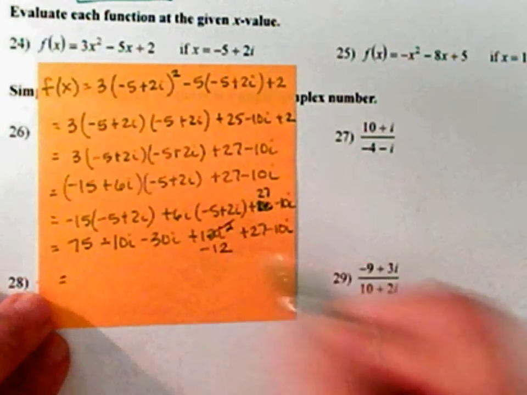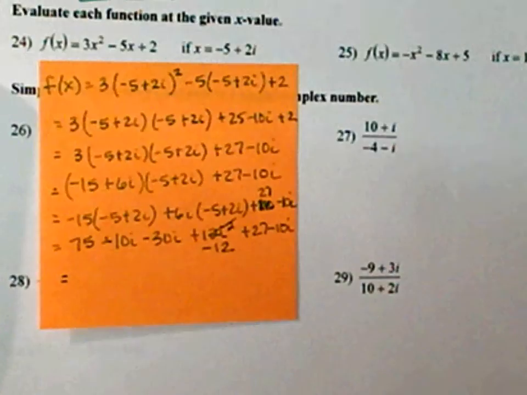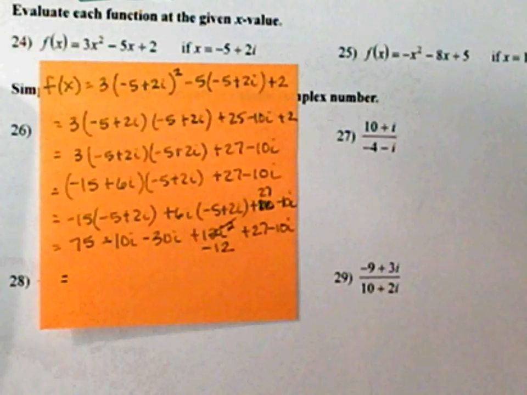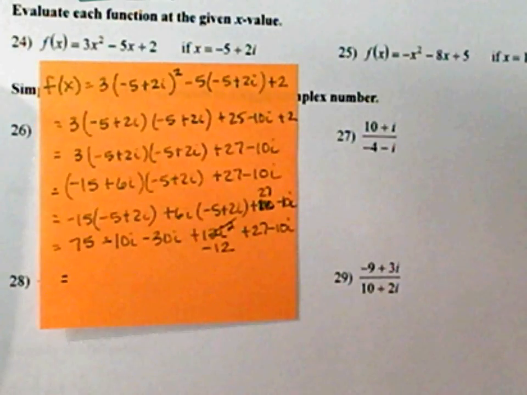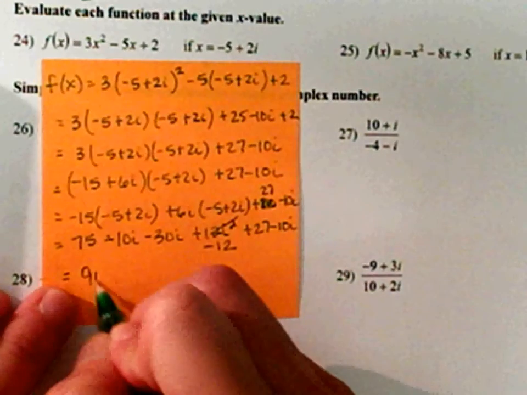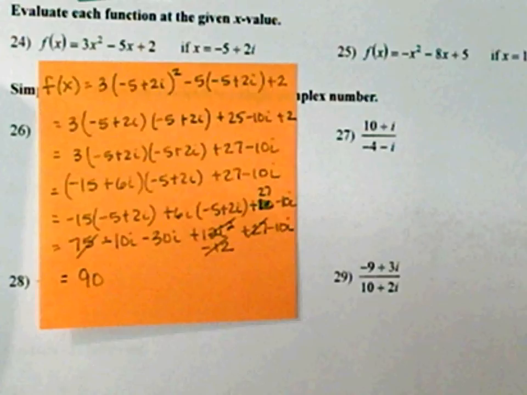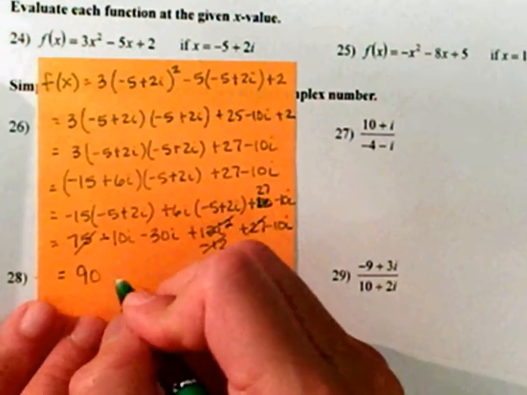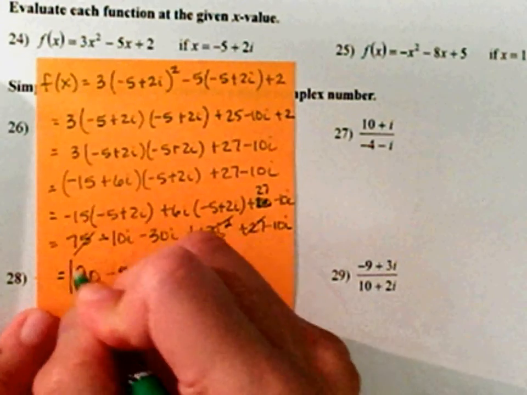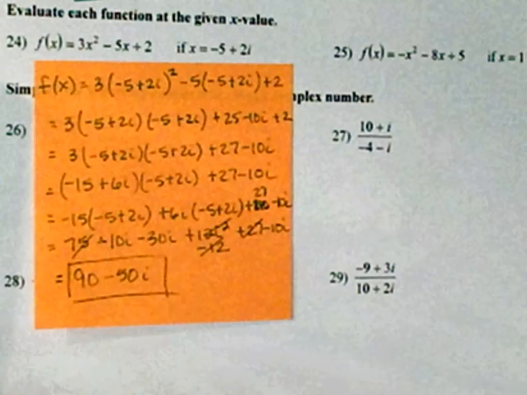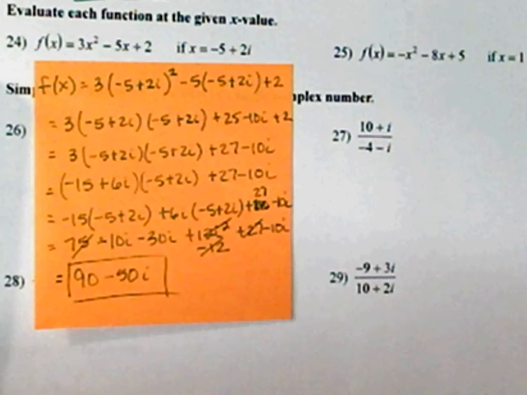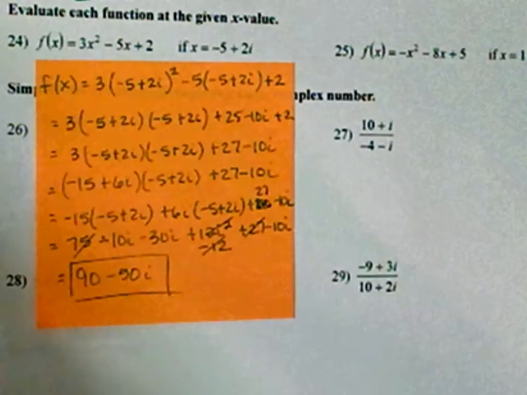Combine your like terms first. 75 minus 12 plus 27 gives you 90. Okay? Then you got negative 10 minus 30 minus 10. That gives you minus 50i. And there you have number 24. Okay? Number 25.